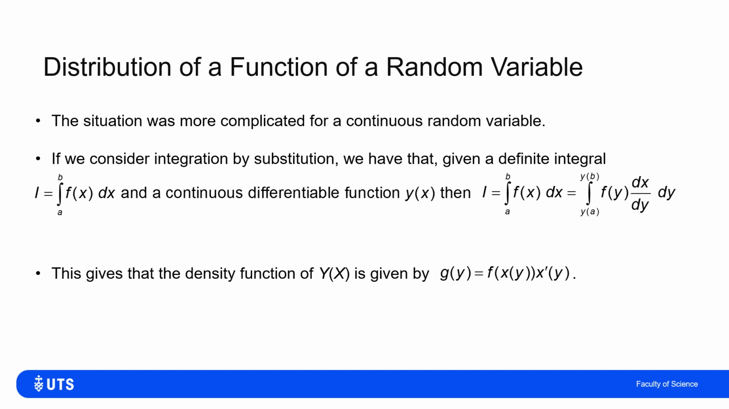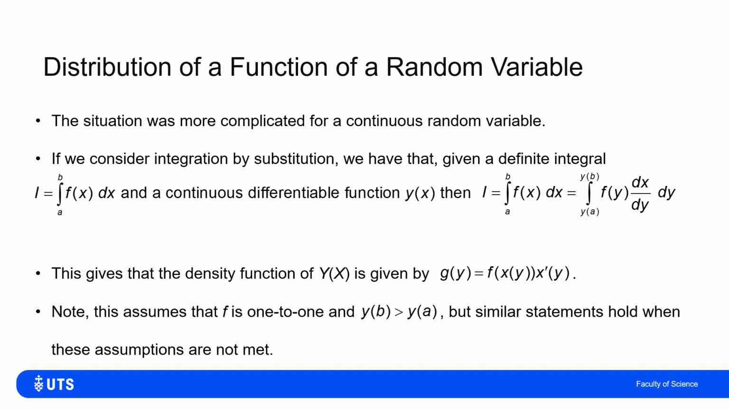So in general, the density function of y of x will be given by f of x of y multiplied by x dashed of y, so the derivative of x with respect to y. And again, there are complications where the function is not 1-to-1. There are also cases sometimes where the limits of the integral have flipped around. There are similar analogies where these assumptions are not met. I'm just looking at the general simple case here.